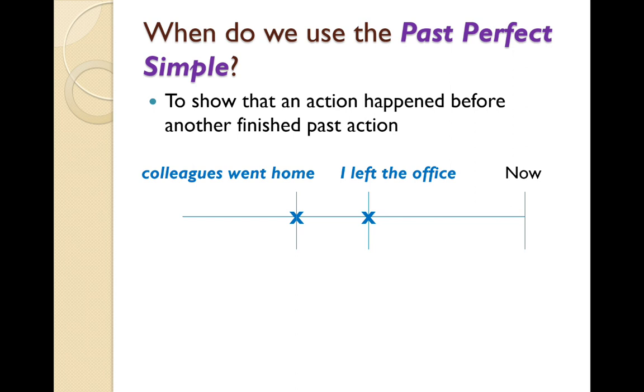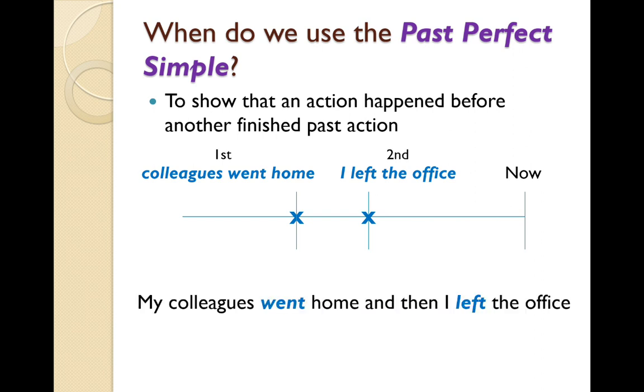So look at this example. Again, we have two finished past actions. The first action is that my colleagues went home, and then second, I left the office. So we can say in the order that it happened, my colleagues went home and then I left the office. And we use the past simple for the first action and the past simple for the second action.